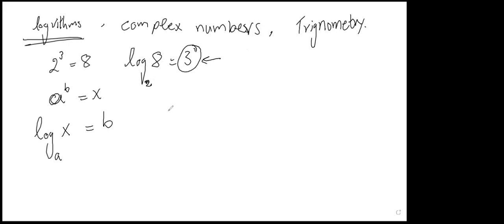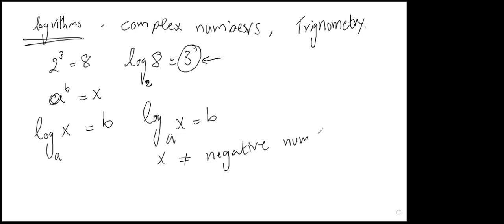And there's one more thing: we cannot put a negative number in the logarithm. Let's say log base a of x equals b. So x cannot be a negative number, because for the powers, we cannot get a negative as the answer. In x here, you cannot put negatives.